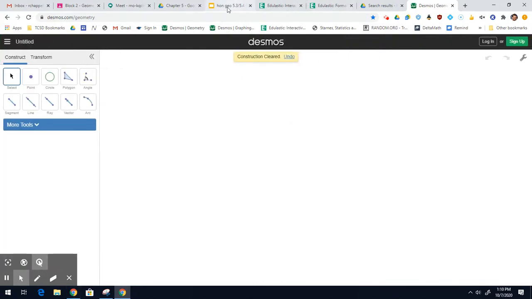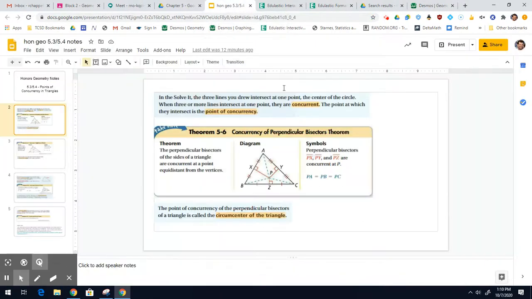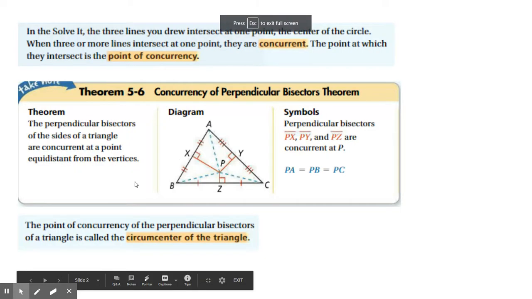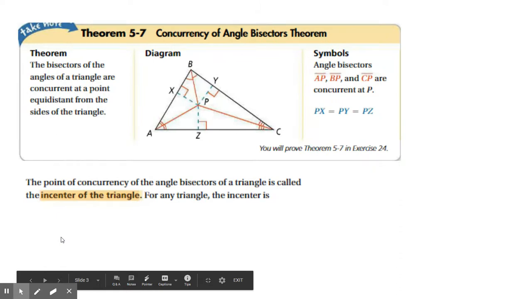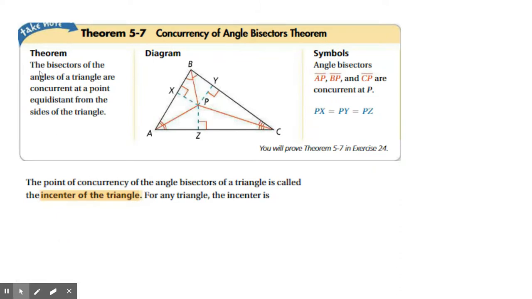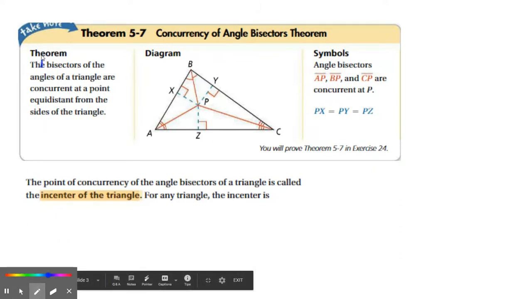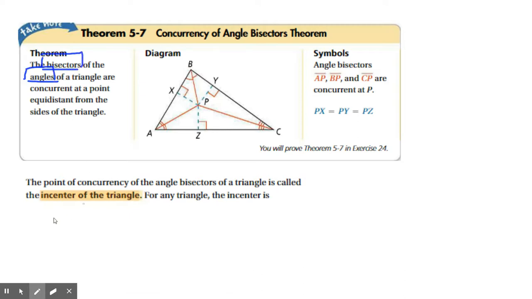Okay, let's go back to our notes and we'll do the next one too, which involves the angle bisectors. So this is actually 5.3 because it involves both bisectors. So now what about the angle bisectors? The bisectors of the angles of a triangle are also concurrent. That point of concurrency is called the incenter, and it's equidistant from the sides of the triangle.